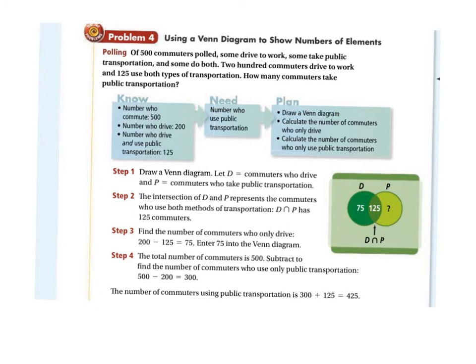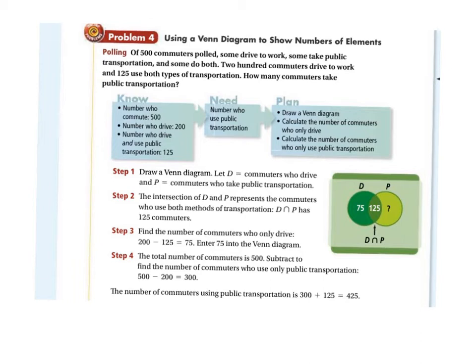Okay, so Venn diagrams do come in pretty useful at times. In this case, I'm going to show you how we can use it to decide how many folks take a certain mode of transportation. This is not unlike a question you'll see on my quiz or my test. So of the 500 commuters polled, some drive to work, some take public transportation, and some do both. 200 people drive to work, 125 use both types of transportation.